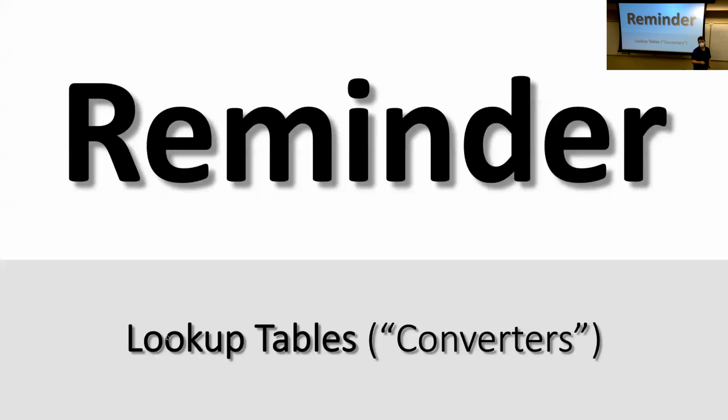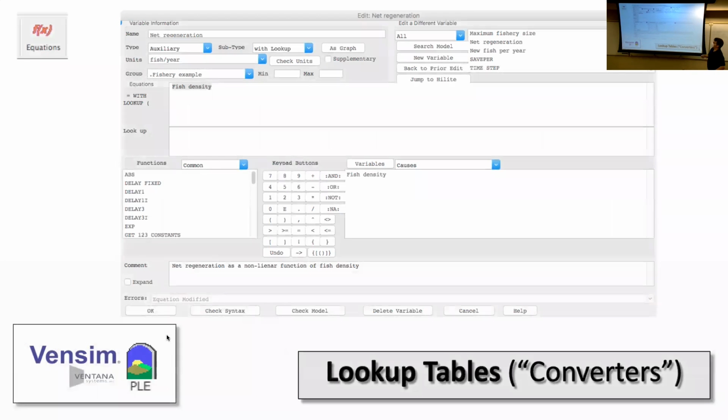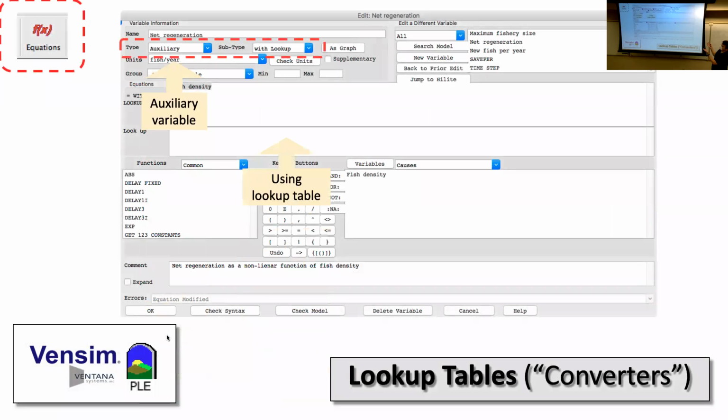Okay. Now, something that might even help you with the current homework: lookup tables. So you will have to build lookup tables on this one. Just as a reminder, this is the lookup table that you actually use on the homework, the fish density one. You create an auxiliary variable in Vensim, and you make sure to set the type to auxiliary and the subtype to lookup. Don't set the type to lookup unless you know how to use it.